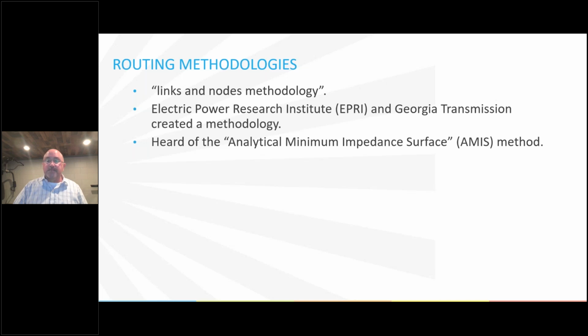EPRI, Electric Power Research Institute, and Georgia Transmission created a methodology back in 2007. It relies on GIS modeling and analysis to determine the study area boundaries, uses least cost path method algorithms to determine macro routing corridors and alternative routes. The preferred route is selected through expert judgment and ranking the alternatives. So we've got that expert judgment in there. I've also heard of the analytical minimum impedance surface method, but I don't know a whole lot about that.